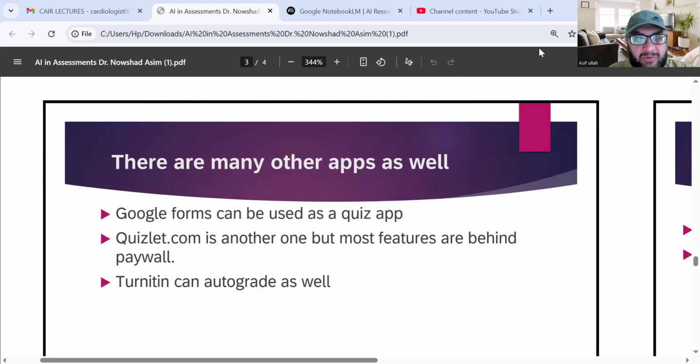Other than Socrative, Google Forms can be used as a quick quiz app. Quizlet.com is another one, but most features are behind paywall. Turnitin can auto grade as well.